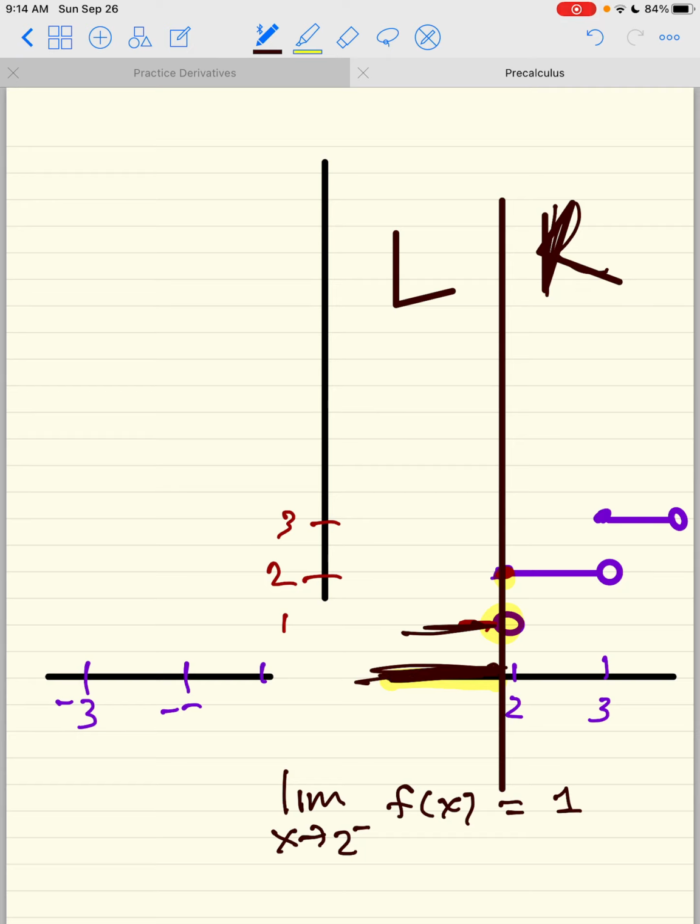When you're going towards 2, what's my answer? The limit as x approaches 2 from the right side, so when you're going towards 2 from the right side, what's my answer? 2. And we'll discuss that more later on. So this is how we do this lesson.